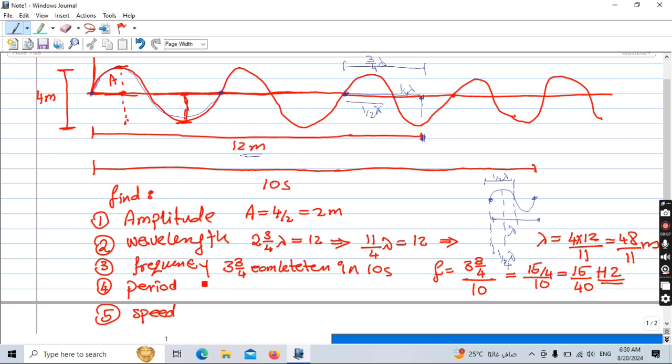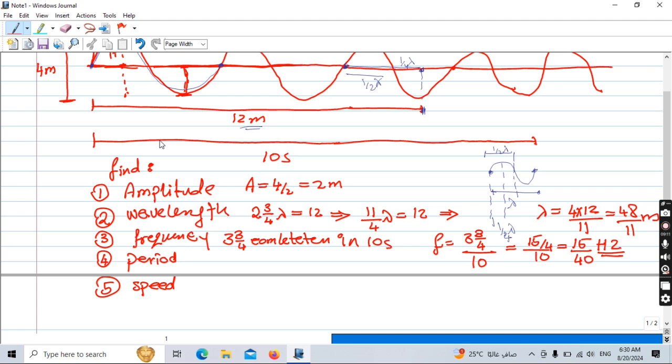Now, what is the period? Which means the time for one oscillation. This is in fact the reciprocal of the frequency. So the periodic time, which is the time for only one oscillation, is equal to 1/f. And that is equal to 40 divided by 15 seconds. Why is that? Because instead of hertz, you can write s minus 1. Now everything has been worked out.